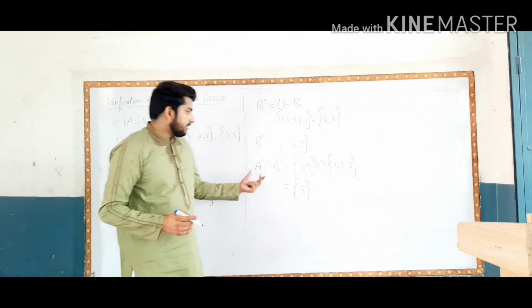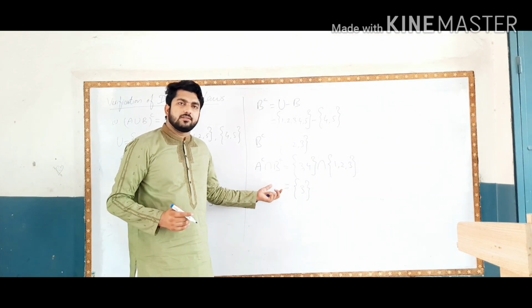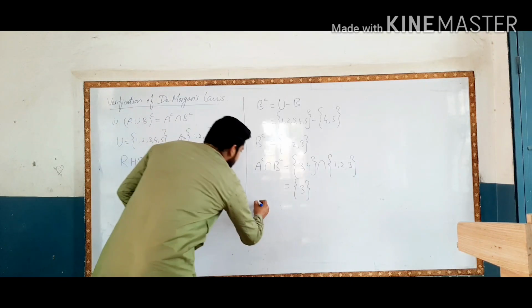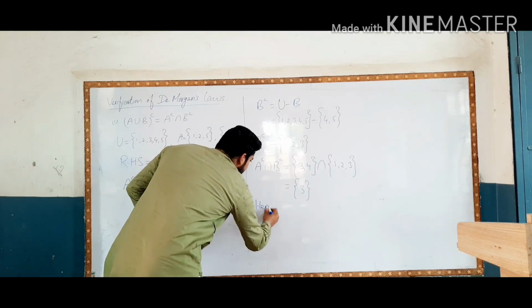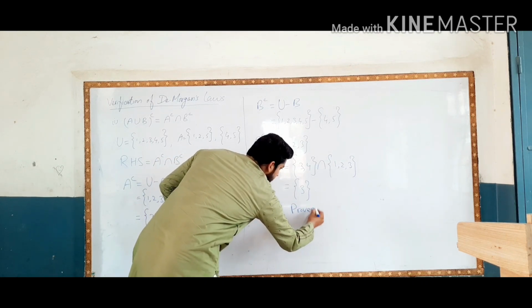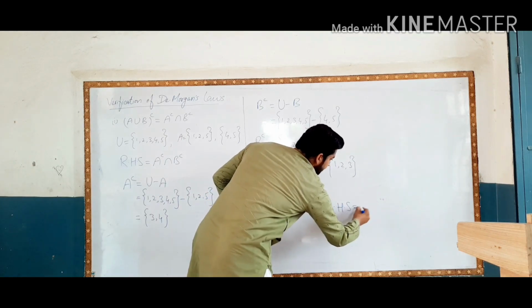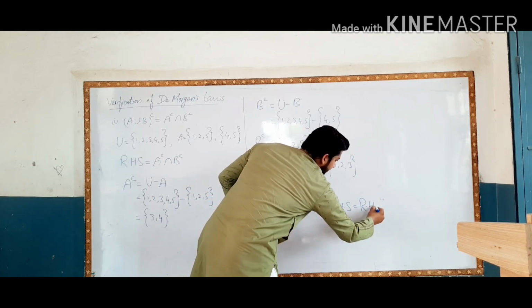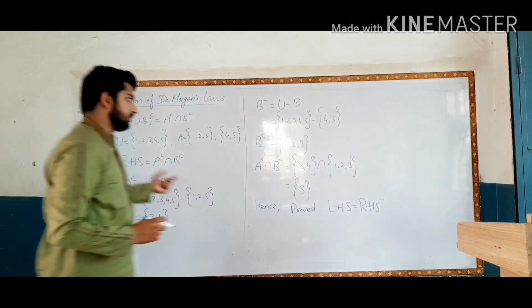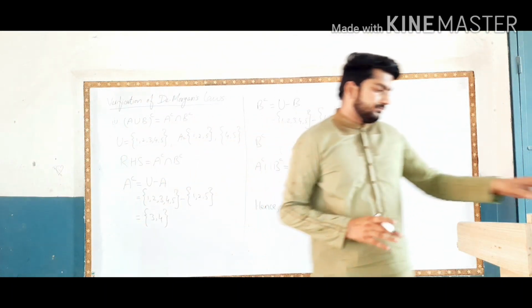So we can say that the left hand side is equal to the right hand side. Hence, left hand side is equal to right hand side. So this is the proof of the first De Morgan law.